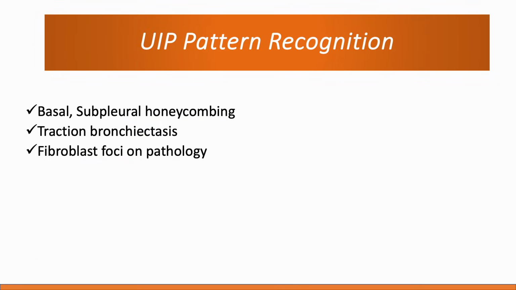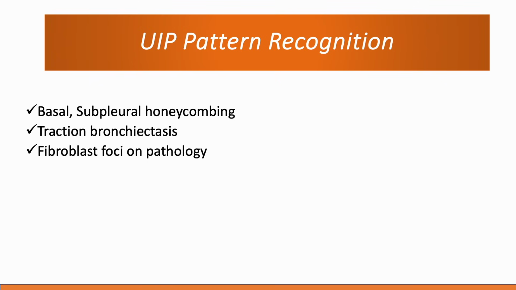Now, when we talk about the UIP pattern recognition, we know that UIP is the core pattern of IPF. But UIP is not seen only in IPF. It is also seen in advanced connective tissue diseases. It's also seen in advanced hypersensitivity pneumonitis. So, UIP pattern essentially has a poorer prognosis, and its recognition is really important.